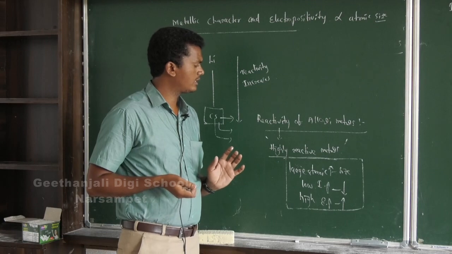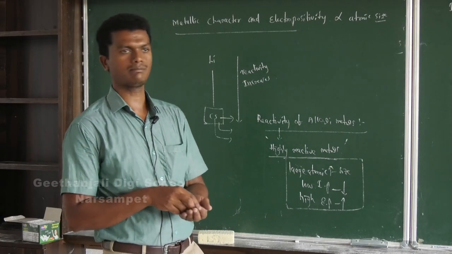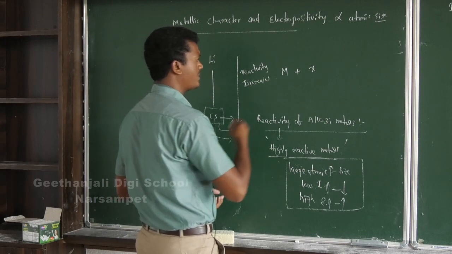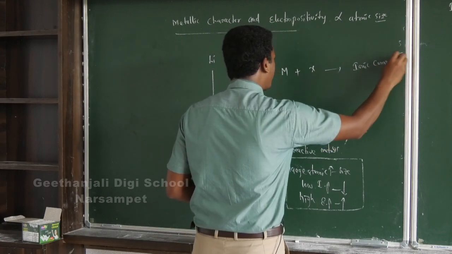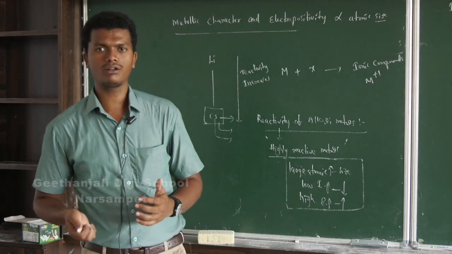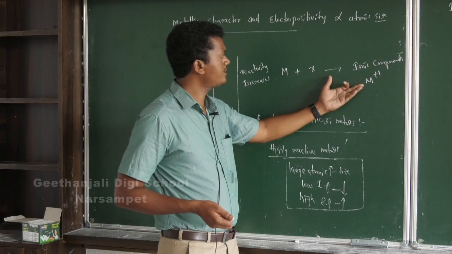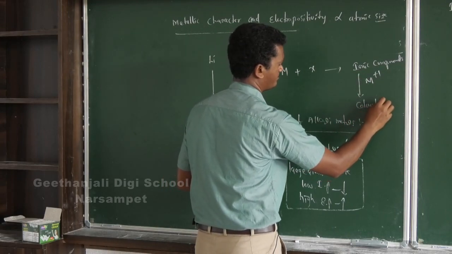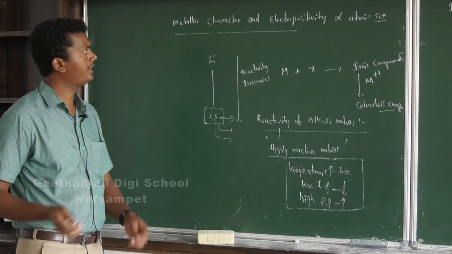When they react with other reactants, mostly they form ionic compounds, which are colorless compounds. So M is the alkali metal. When it reacts with another reactant like X, it forms compounds called ionic compounds, in which M is present as M plus 1, because, as we have discussed already, they have one electron in excess of their nearest stable configuration. That's why they form unipositive ions. Those unipositive ions exist in ionic compounds in M plus 1 form. These ionic compounds are colorless compounds. This is about the reactivity variation, metallic character and electropositivity.